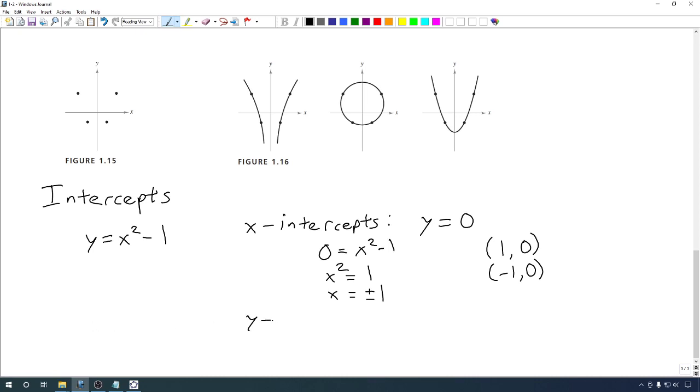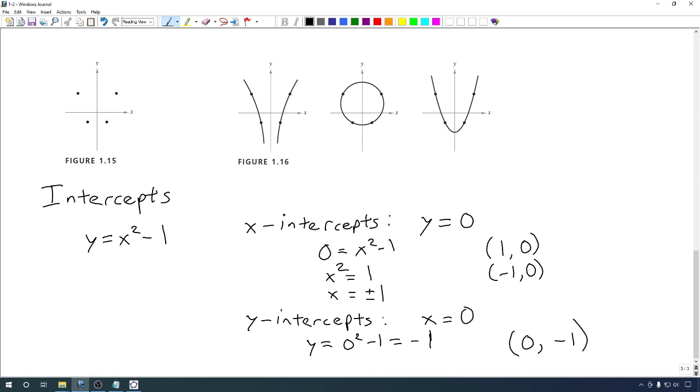If we look for the y-intercepts, now, just like this was where y equals 0, y-intercepts are where x equals 0. So if we plug in 0 for our x here, what values of y do we get? Well, here we have y is equal to 0 squared minus 1, which is just negative 1. And so we only have 1 point this time. We have 0, x equals 0, and we have a negative 1.